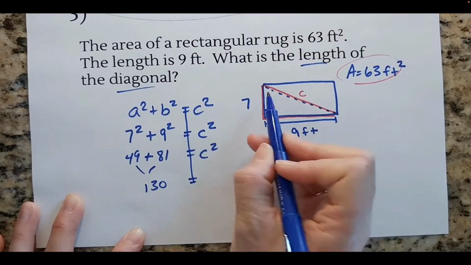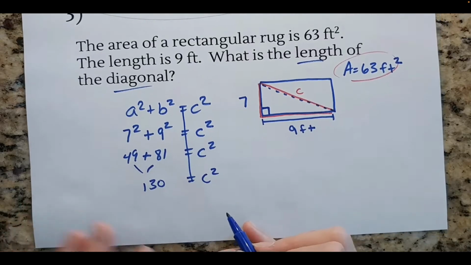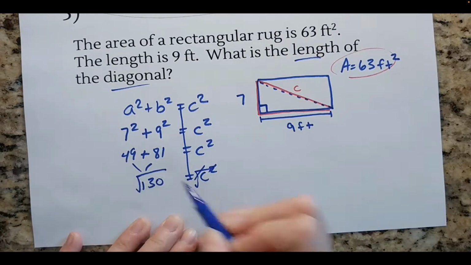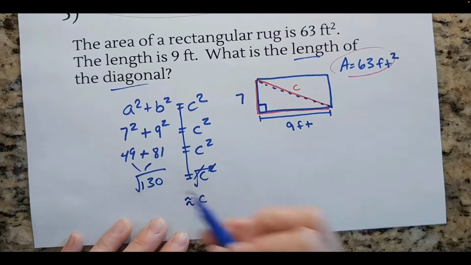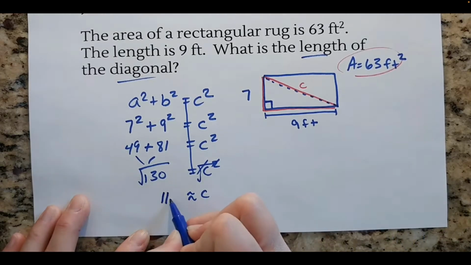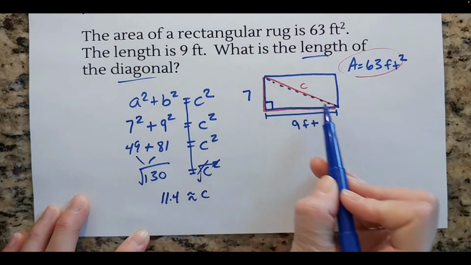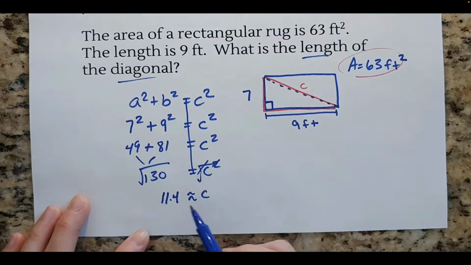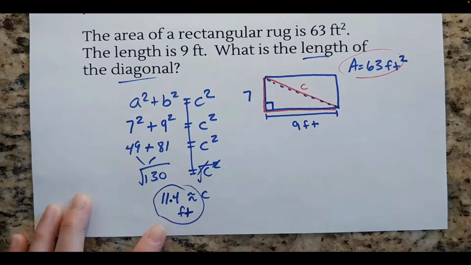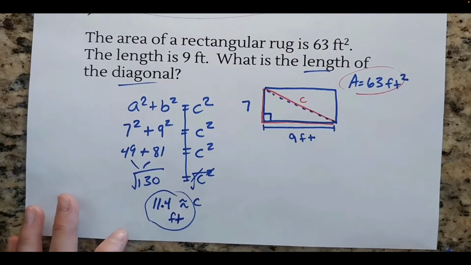Obviously, this isn't 130 feet. I'm not done yet. Remember, I want just C. So square root. Same thing over here. The square root of 130, that's irrational. So I'm going to approximate it. On my calculator, it's about 11.4. Now remember, that should be the longest side since it's the hypotenuse, and it is. So we'd have about 11.4 feet. There we have the length of the diagonal.